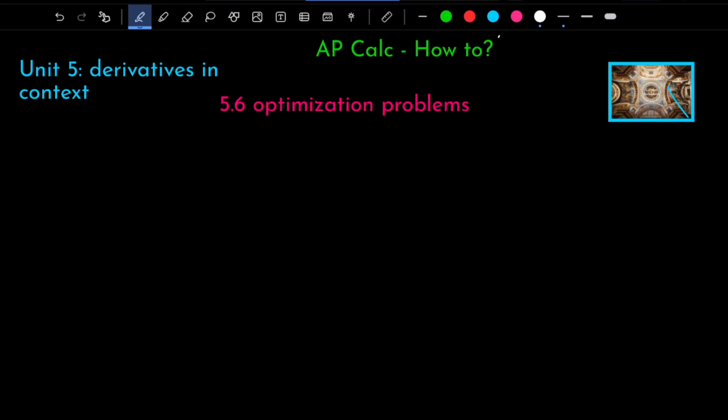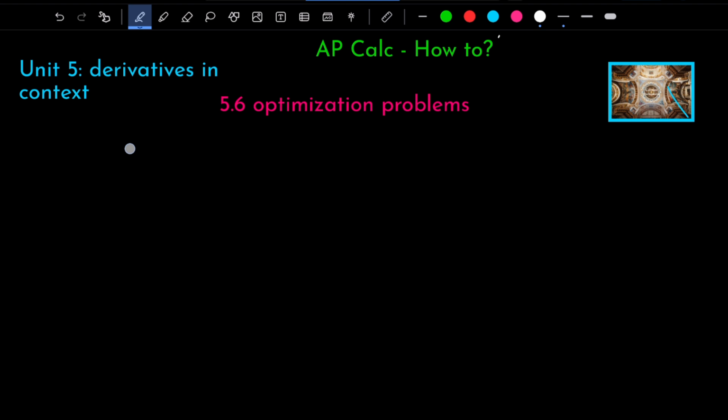Today's topic is a must-know for the AP exam: optimization problems, where you apply derivatives to maximize or minimize something in real-world scenarios. Let's start with the optimization strategy. An optimization problem will ask, what's the minimum or maximum value of something? That something could be area, volume, cost, distance, anything.